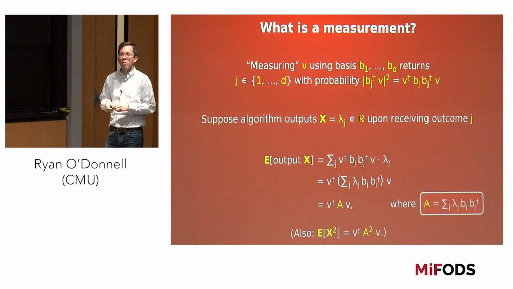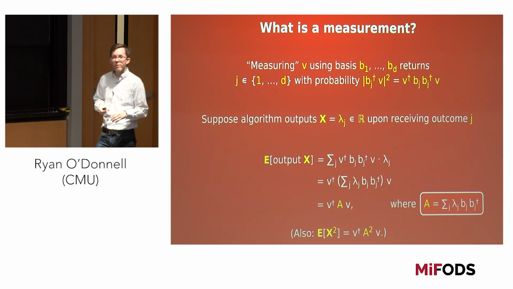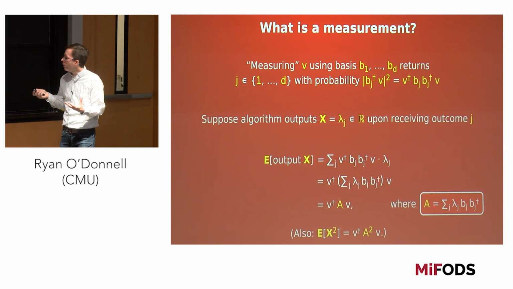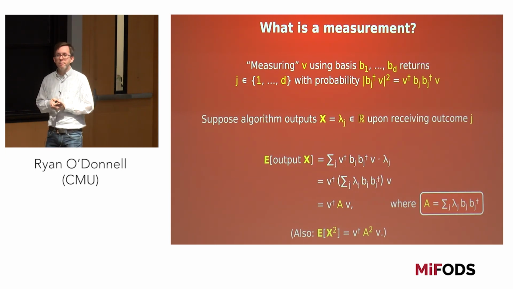No, you can't choose it based on the sample. The sample is unknown to you. So you get some particle in some state, you pick your favorite matrix A, and you do this measurement process, and you output a real number based on that.